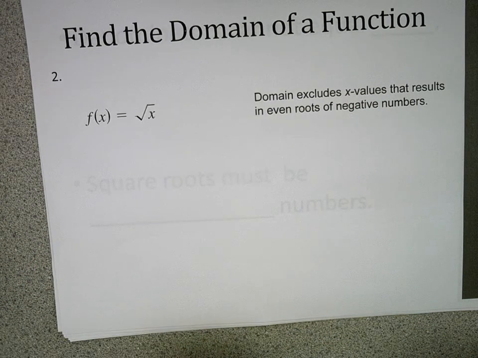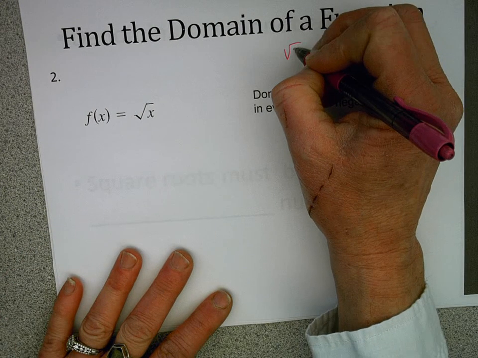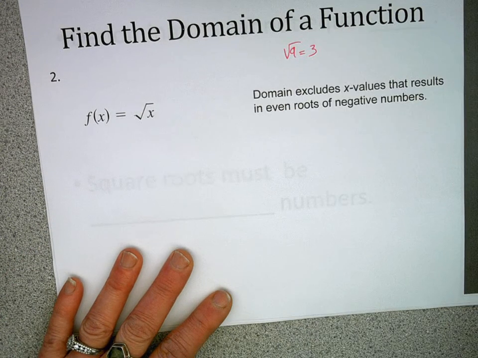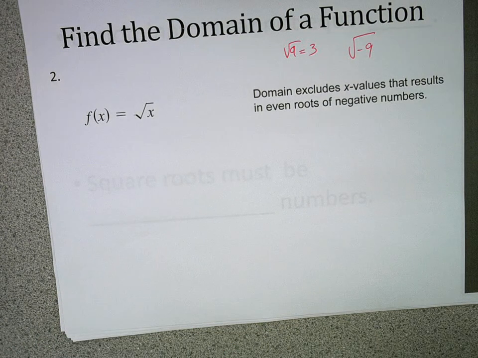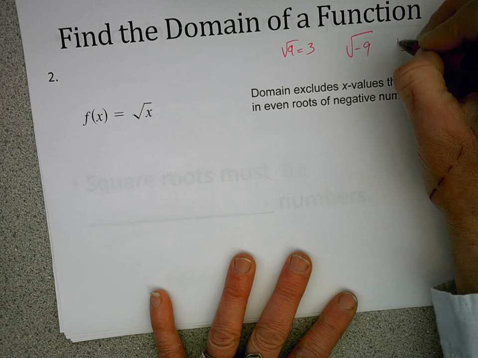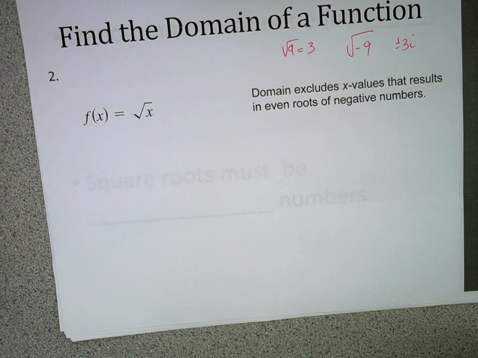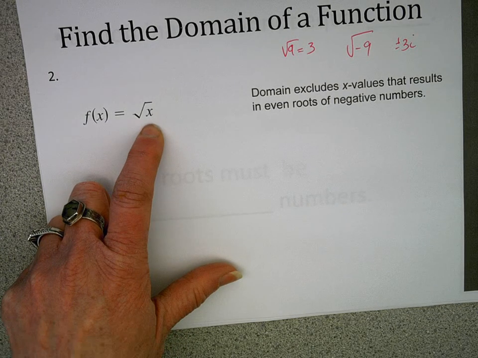Okay, let's talk about the next one. This is square root. I know the square root of 9 is 3, when I solve, but the square root of -9 is impossible. I know it's plus or minus 3i, but that is not a real number or solution that you can plug into the equation. You can't plug 3i in there and get an answer.